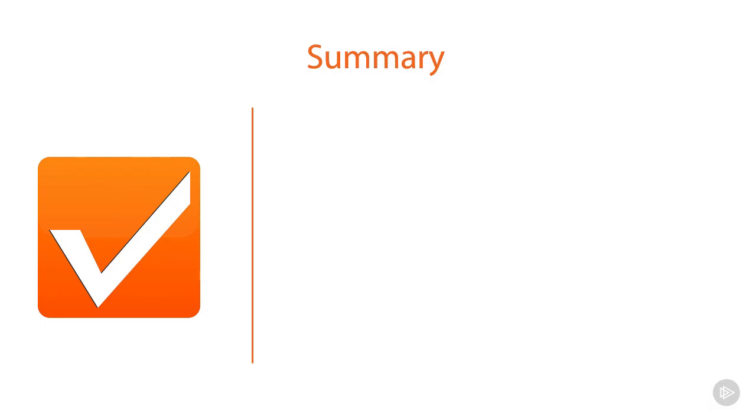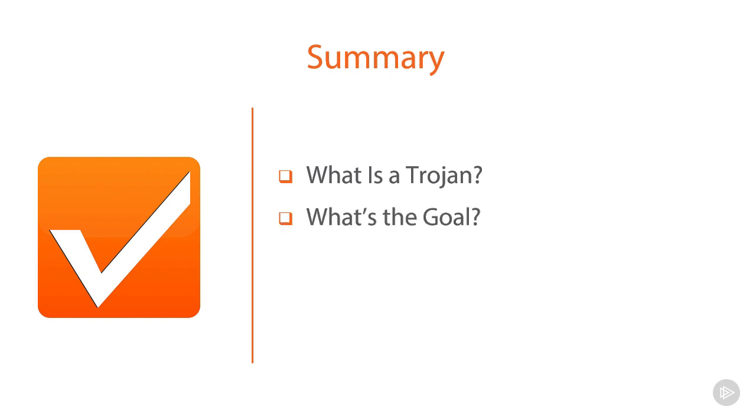So in this module, we went through and took a look at what a Trojan was. Remember, a Trojan is simply a piece of malicious software that's hidden inside of a legitimate piece of software. We also talked about the life cycle of a Trojan, how it's created. Oh, and trust me, I'm going to show you how to create a Trojan. We also talked about what the goals are for Trojan writers.